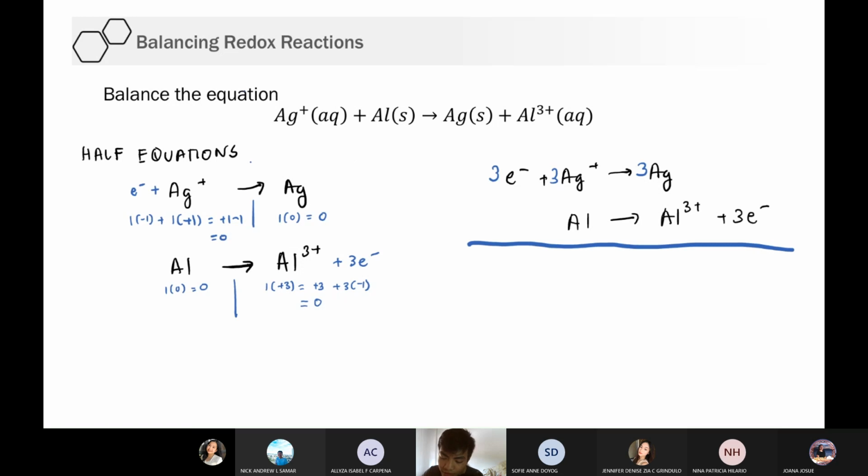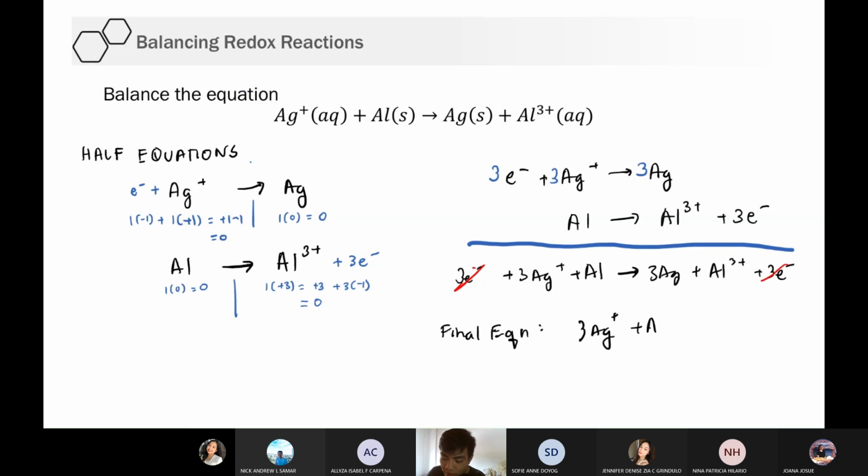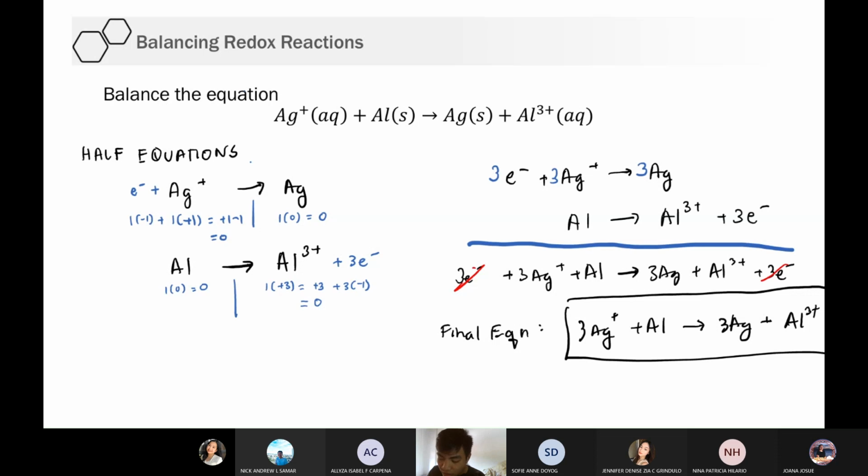Now, let's combine the equation. We will have 3 electrons, 3 Ag plus, aluminum, 3 Ag, Al3 plus, 3 electrons. Okay? Ayan na yan. Now, nakikita nyo, you have 3 electrons on the left, 3 electrons on the right. You can simply cancel that out. And your final equation will be 3 Ag plus, aluminum, 3 Ag, and aluminum 3 plus. So this is now your balanced equation.